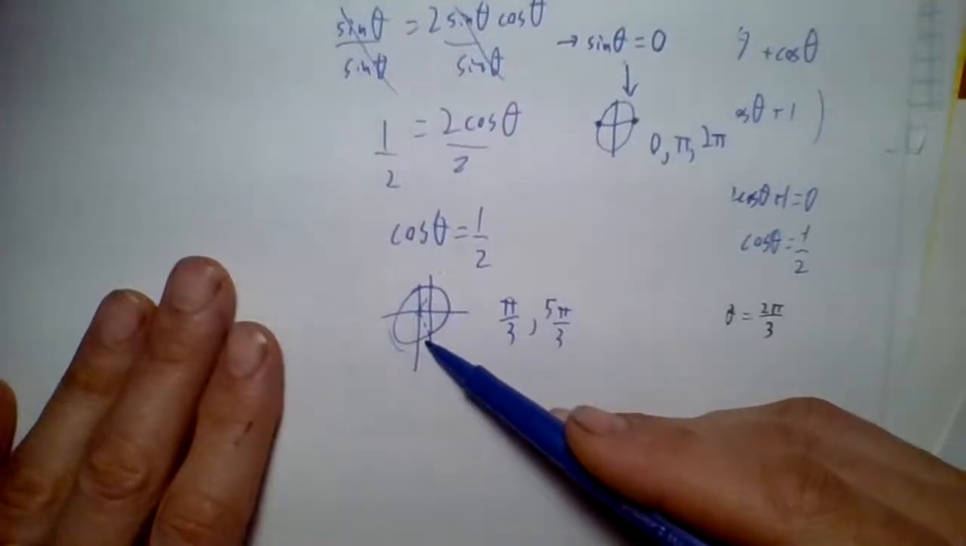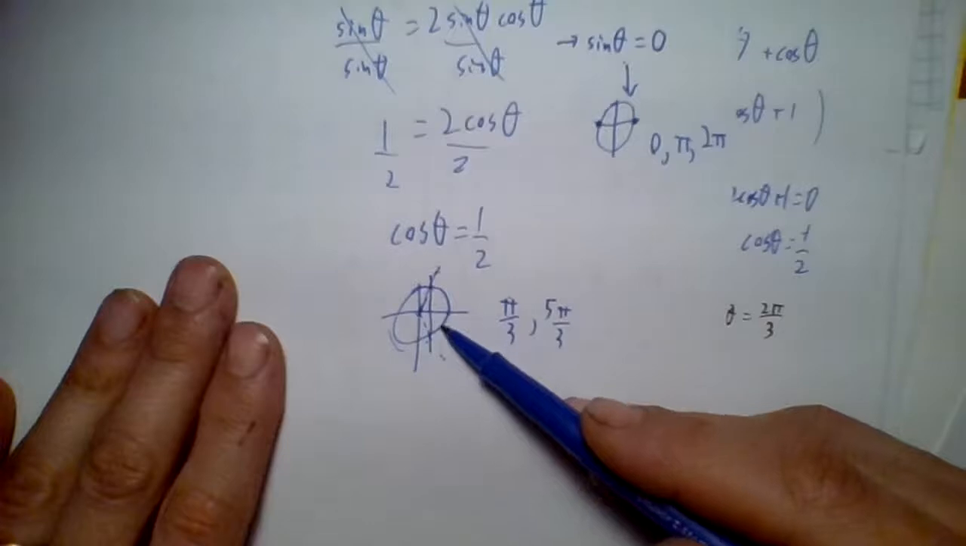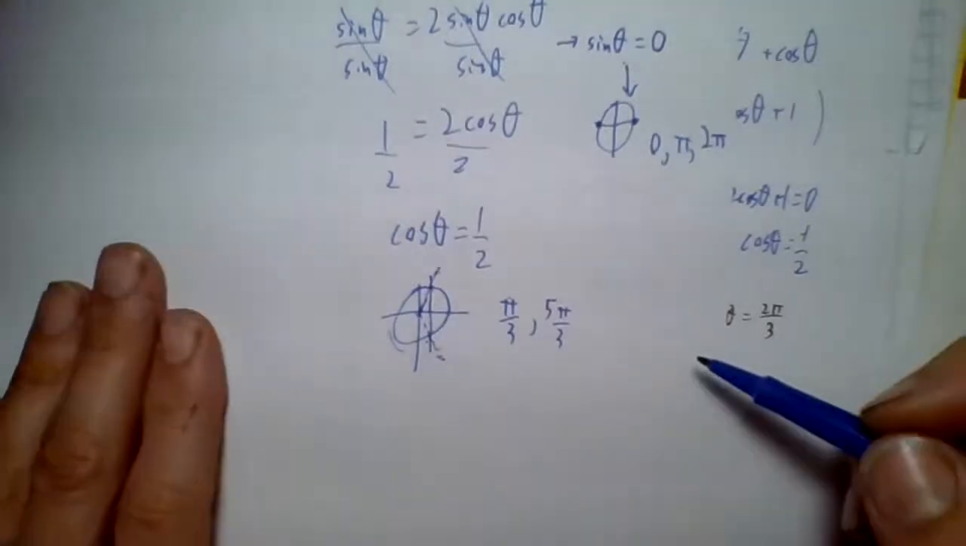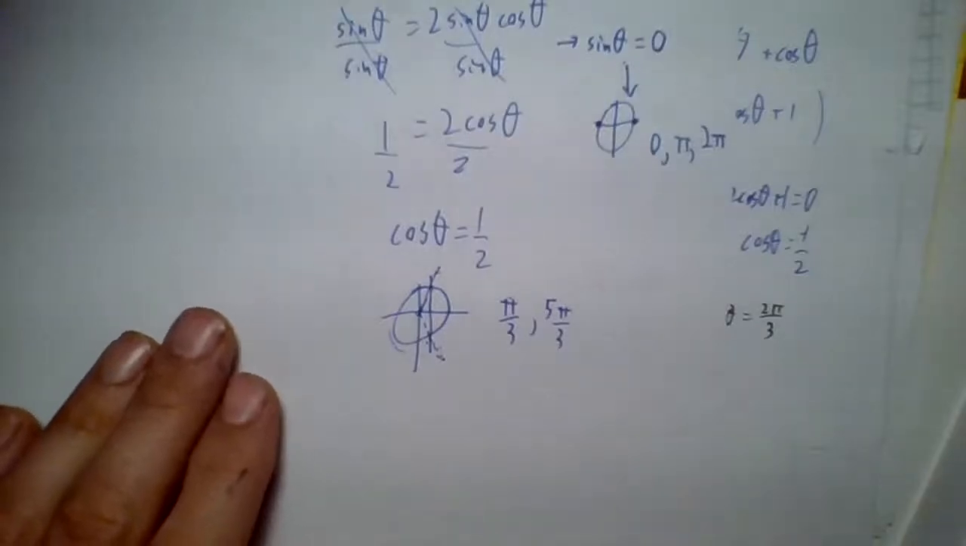Well, if the values are here and here, you've got the original value, and you've got 2 pi minus that, which is your fourth quadrant one. Those are the two solutions between 0 and 2 pi for that one.